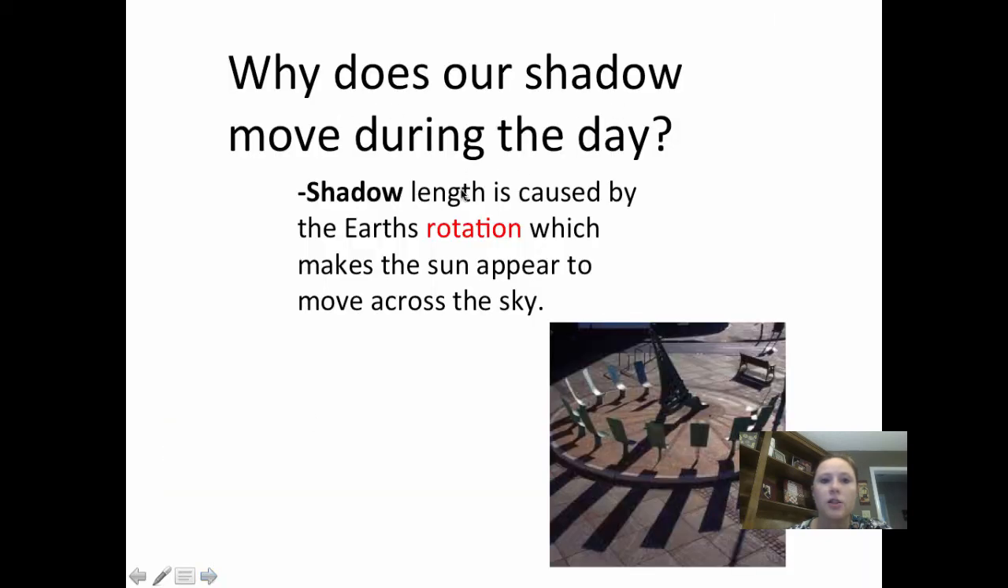Okay, so why does our shadow move during the day? The shadow length is caused by the earth's rotation, which makes the sun appear to move across the sky. So the sun does not actually move across the sky every day. The earth actually rotates. The sun stays where it's at. So if you look at this picture here, you can tell that it is in the morning because the sun is in the east and the shadows are long. Had it been in the afternoon, the shadows of this model right here would have been very short.